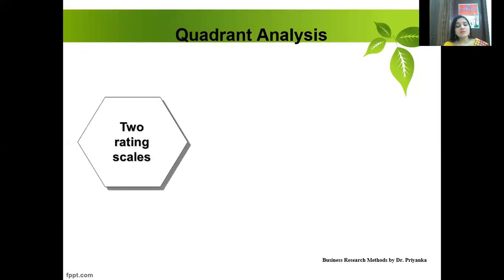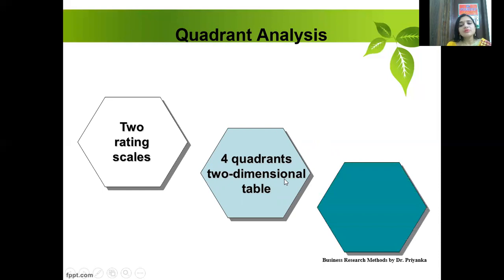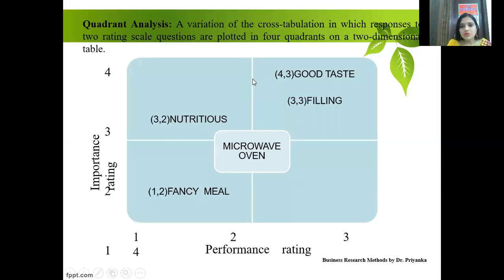Yes, quadrant analysis is very important. It can be applied to two rating scales or four quadrants, a two-dimensional table, for example, for performance analysis, right? Basically, when you go with performance analysis, generally we take the help of quadrant analysis. Like this, you can make the table of, say, using a microwave oven, whether its importance is its performance rating. So many things can be judged like this by making a quadrant table.